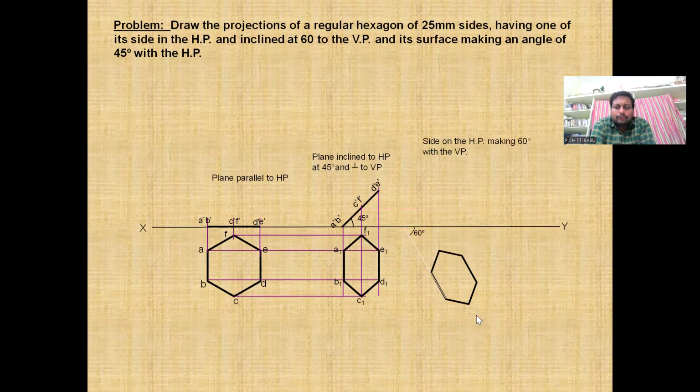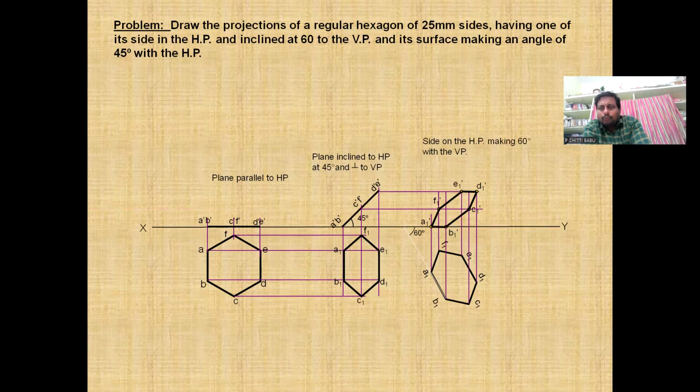Then after that, we need to project all the horizontal lines and vertical lines, and intersect all the points: A to A, B to B, C to C, D to D, E to E, and F to F. Then you need to join all the points. We'll get the required hexagon. So this is about a plane inclined to both the planes.